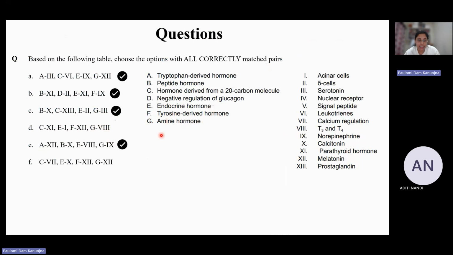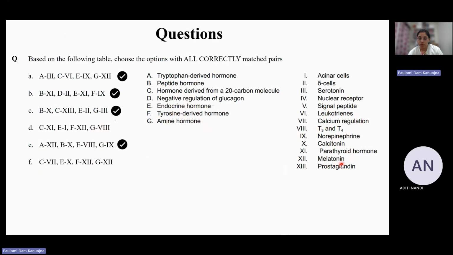Now the last one says again C, which is 20 carbon molecule to 7 calcium regulation, incorrect because those three are not part of calcium regulation, right? E, again endocrine, which is 2 calcitonin, not correct. I'm sorry, which is correct. F, which is tyrosine derived hormone to melatonin, which is tryptophan derived, which we also have discussed previously. And G, amine hormone to melatonin, which is also correct. But because not all of the options are correctly matched, this is not correct answer.